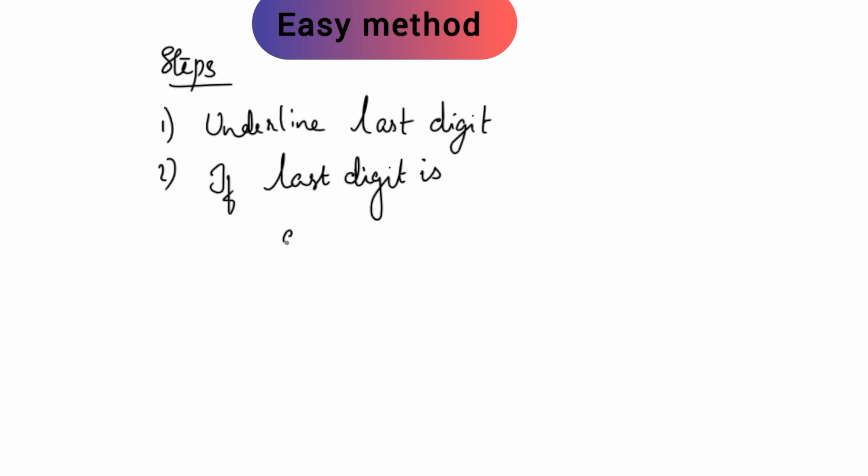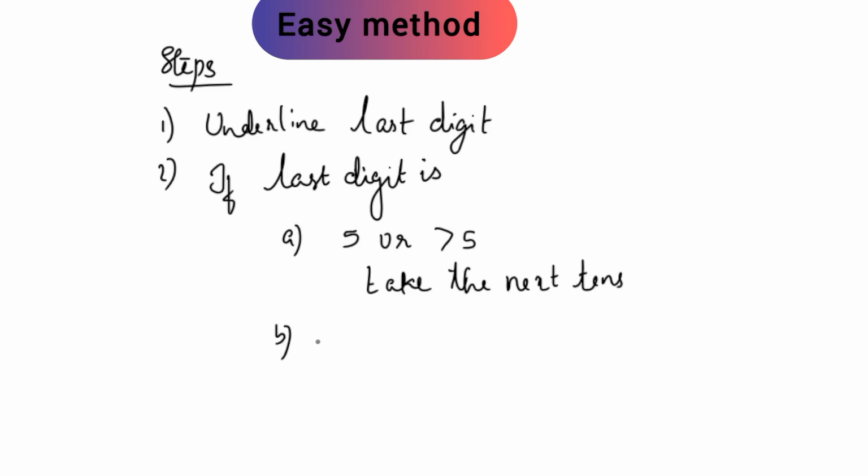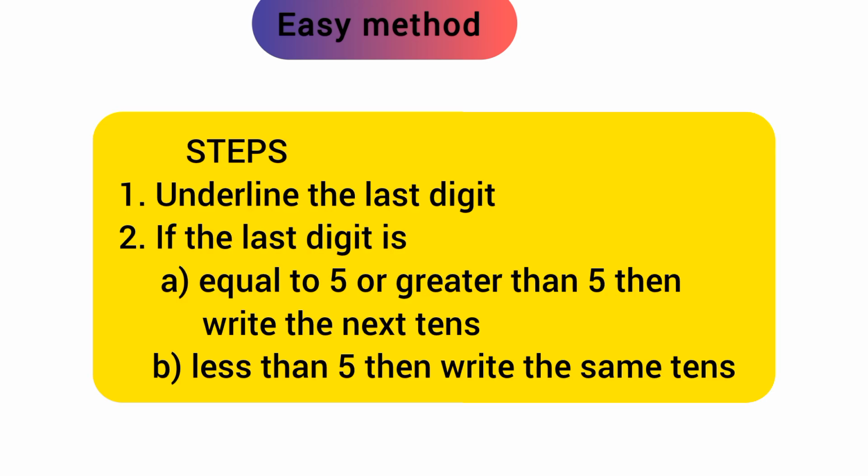That is, if the last digit is 5 or greater than 5, round the given number to the nearest tens by taking the next tens. So what will happen if the last digit is less than 5? Yes, that is the next step. If the last digit is less than 5, then take the same tens for rounding. If you have any difficulty reading these steps, please check these notes and read once more.